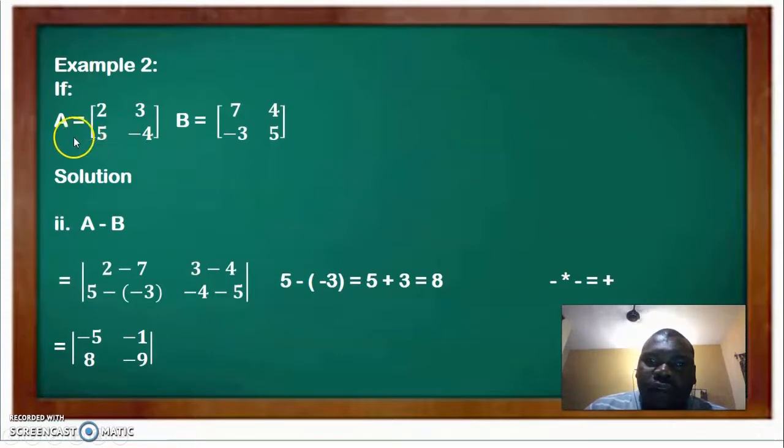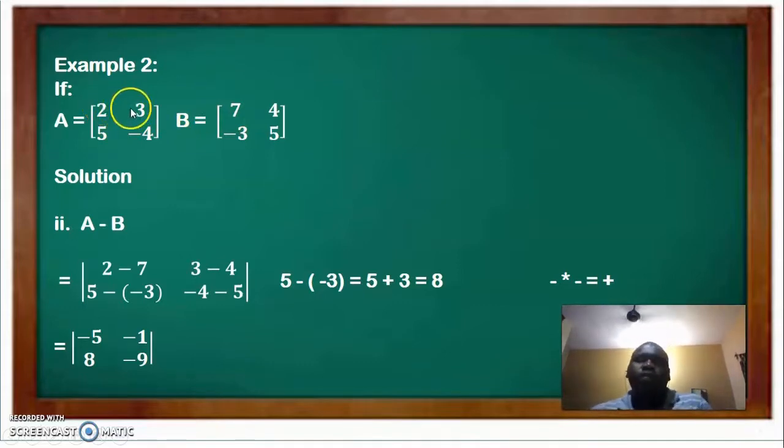Example 2. If A is equal to 2, 3, 5, minus 4, and B is equal to 7, 4, minus 3, 5, find A minus B. Like I said earlier, each element in a particular bracket is added or subtracted to the other elements in the corresponding bracket.